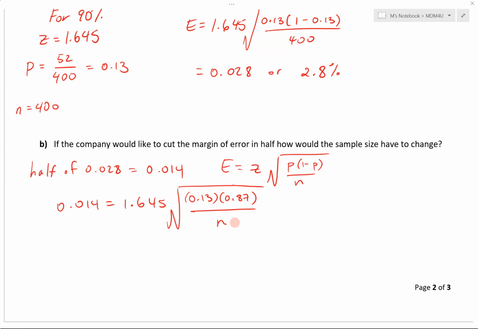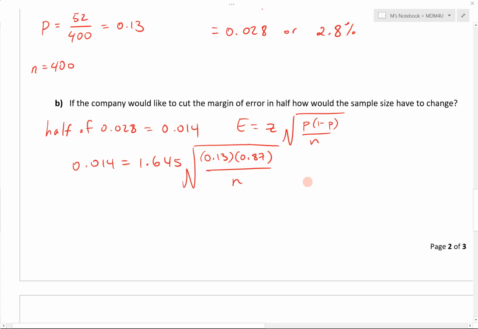And it turns out if you solve for n, working backwards, you'd get an n value of 1561. So you have to more than triple your sample size, to test 1,561 pills, so that you can get half the margin of error, 1.4%.